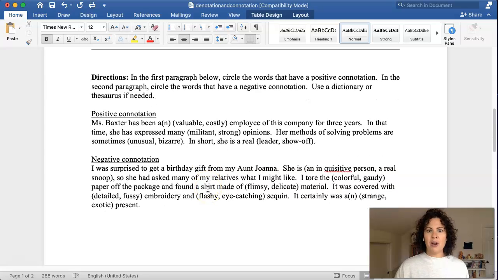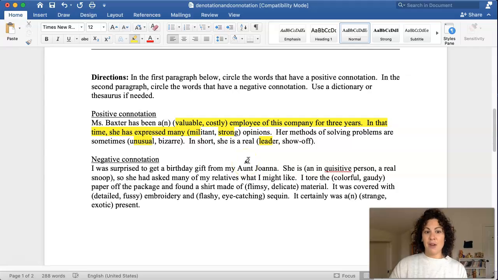So in the first paragraph below, we're going to look at those words who have a positive connotation, and then we're going to circle the words that have negative connotation. So here we have Miss Baxter has been a valuable employee. Oh, that's too long, right? She's had strong opinions. Her method of solving problems are sometimes unusual, right? In short, she's a real leader, not a show-off.